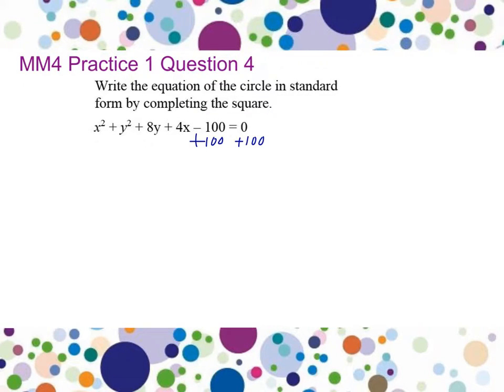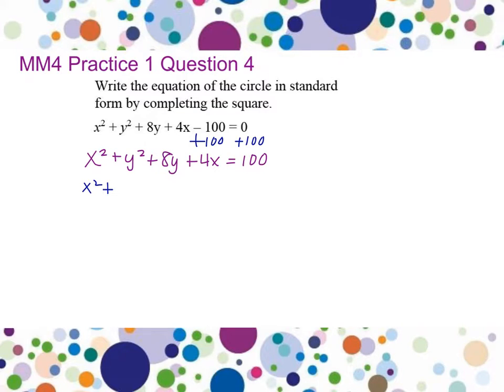x squared plus y squared plus 8y plus 4x equals 100. All right. The next thing is we want to group our x's in parentheses together and our y's in parentheses together. So I'm going to group x squared plus 4x. Oops, that does not look like a 4, sorry.